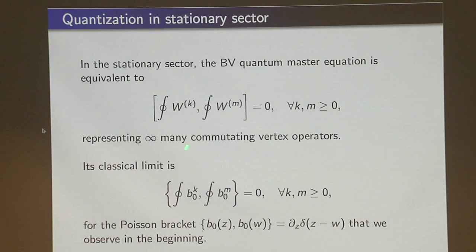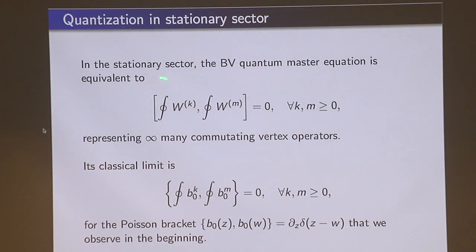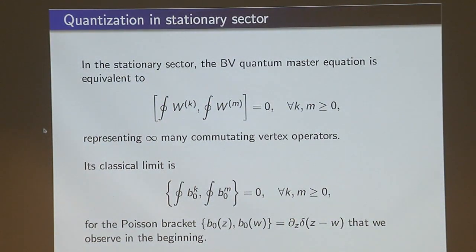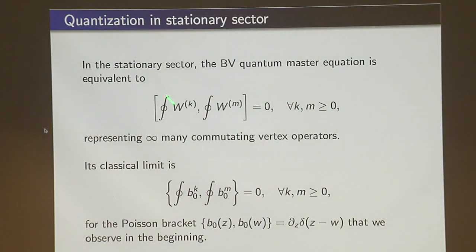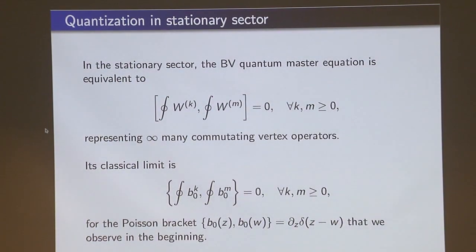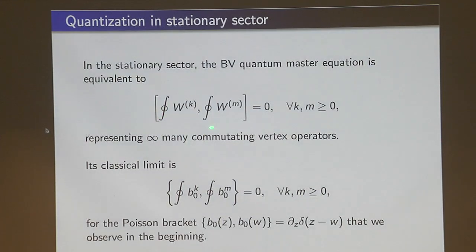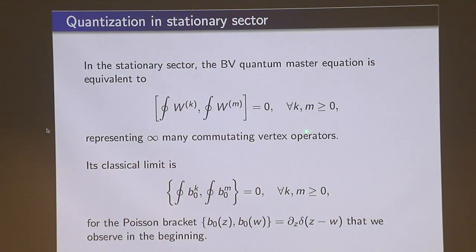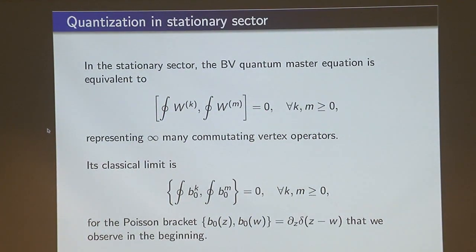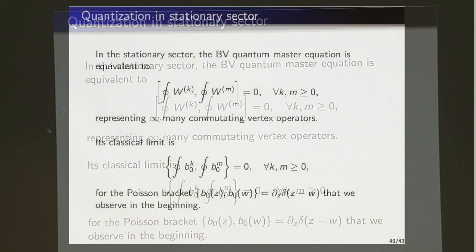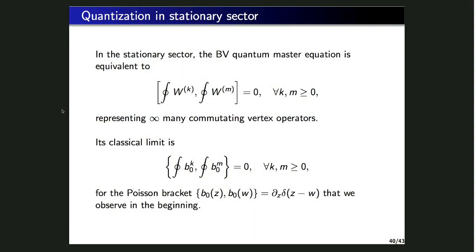So the previous operators are operators in this Heisenberg vertex algebra, and the BV master equation implies that they commute for any choice of K and F. So basically, you find infinitely many commuting vertex operators, and actually, this is a consequence of the BV master equation, and this is exactly the way we solved the previous slides.